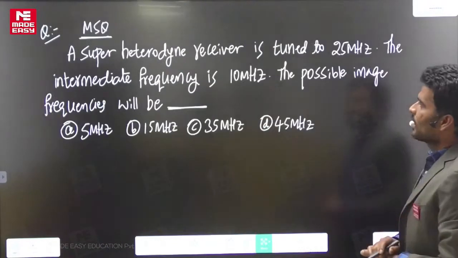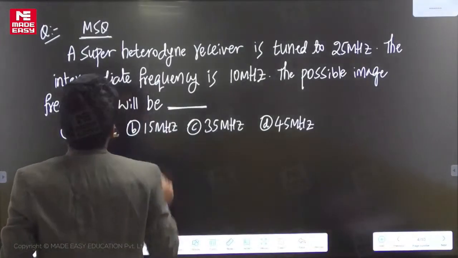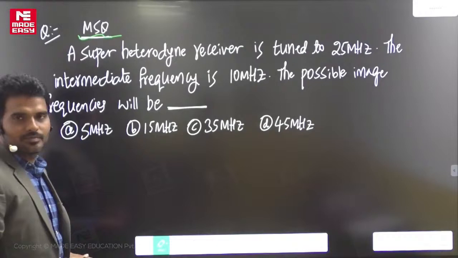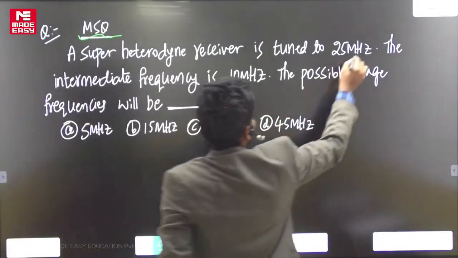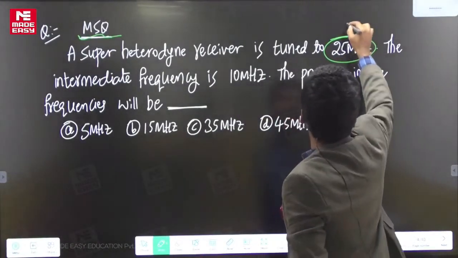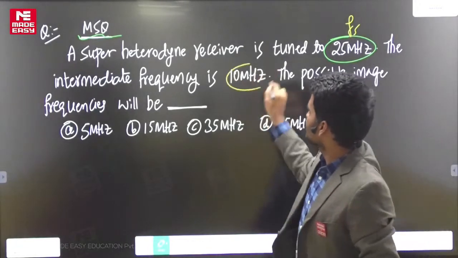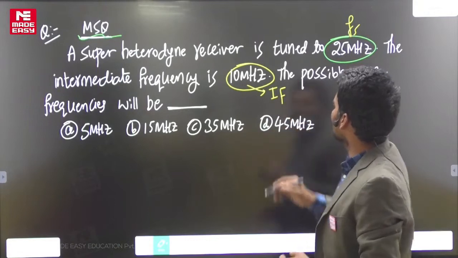Okay, and if you see the next question, this is an MSQ type question, multiple select type question, so one or more options can be correct. This question is about receivers. A superheterodyne receiver is tuned to 25 megahertz, so tuned to 25 megahertz means Fs is given. The intermediate frequency is 10 megahertz. Here I'm denoting intermediate frequency with IF.